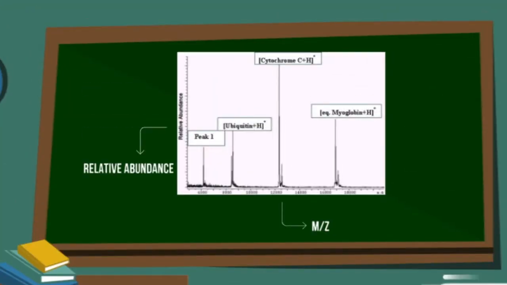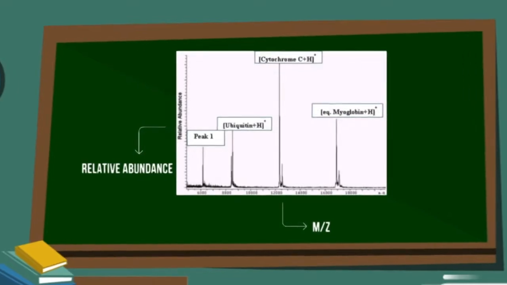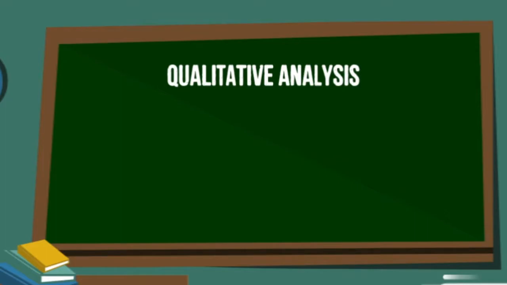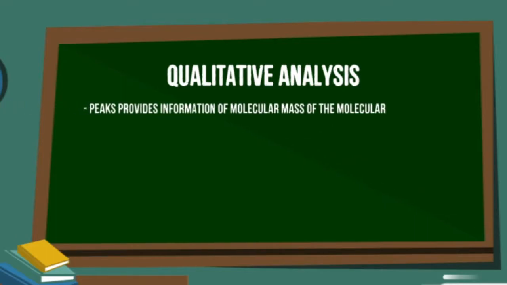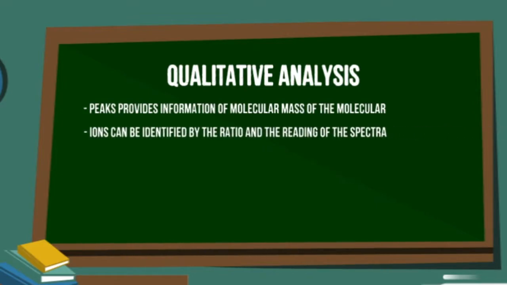After that will be the readout. The spectrum will consist of mass-to-charge ratio on the x-axis and relative abundance on the y-axis, as shown in the picture. This is an example of a spectrum of a mixture of proteins. This analyzing technique is really useful for qualitative analysis. By observing the peaks, we get information on the molecular mass of the molecule. Ions can be accurately identified by their ratio and reading on the spectrum.